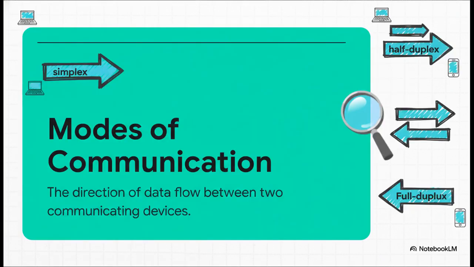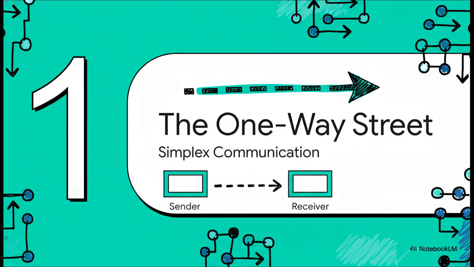So the technical name for all of this is modes of communication. And it sounds kind of fancy, but it's really just about which way the data is flowing between two gadgets. There are three main ways this can go down, and we're going to look at each one, starting with the most basic.